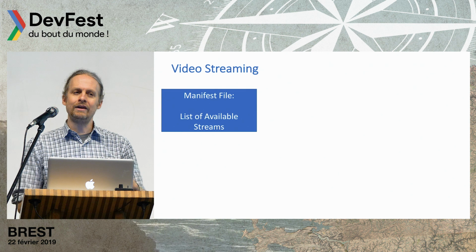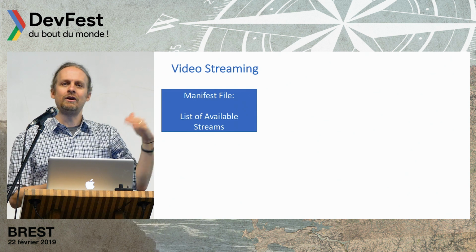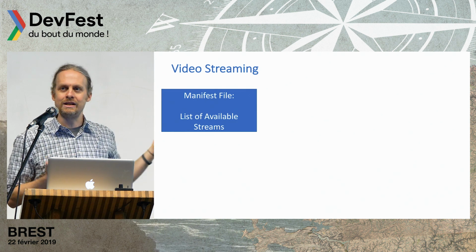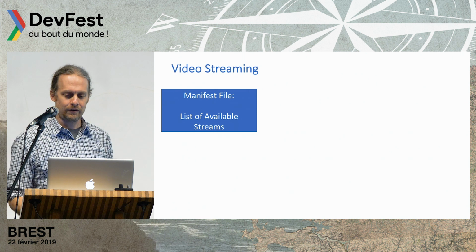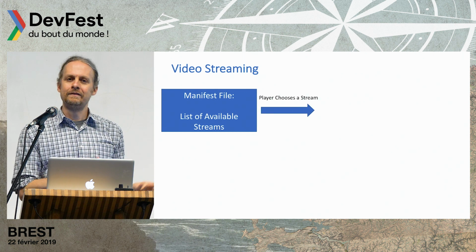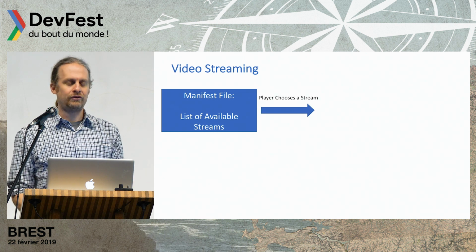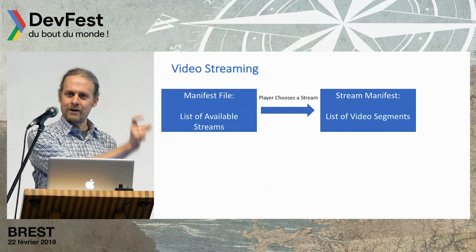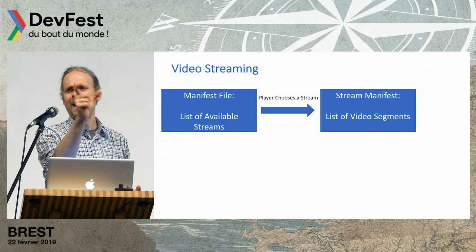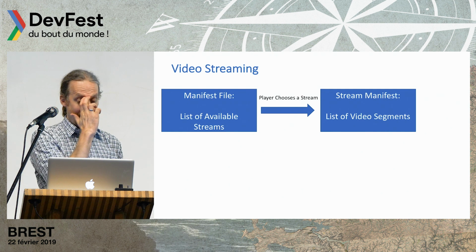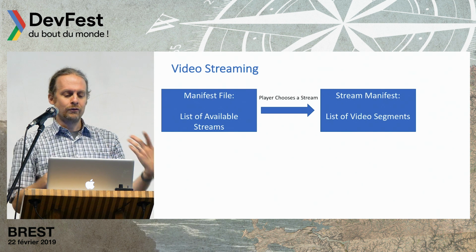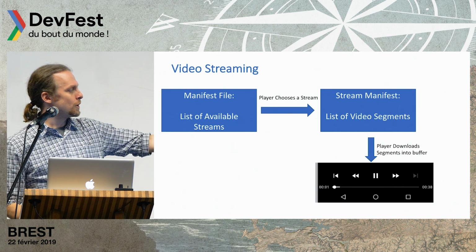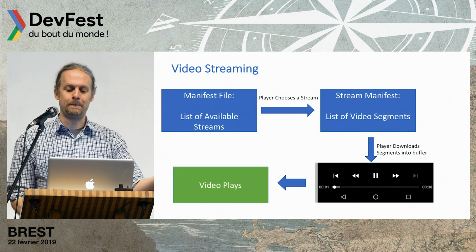The way that's done is you have a list of all of the streams in a manifest file. It's like a menu, and you deliver that to the device. The player on the device chooses a stream and starts downloading segments. Each video is cut up into segments that are like 5 to 10 seconds long, and it starts downloading those. Those get loaded into the buffer, and the video plays, right? That's what's supposed to happen.